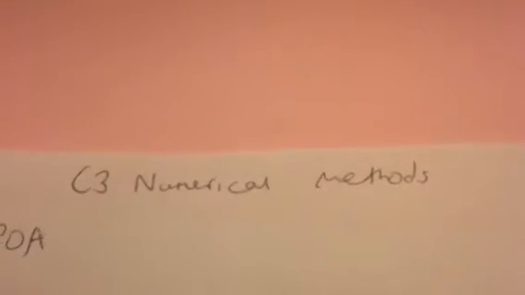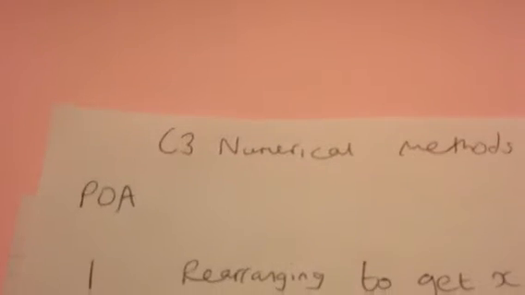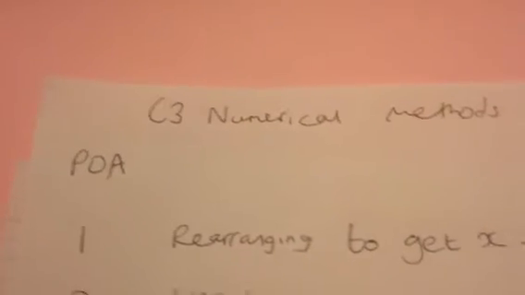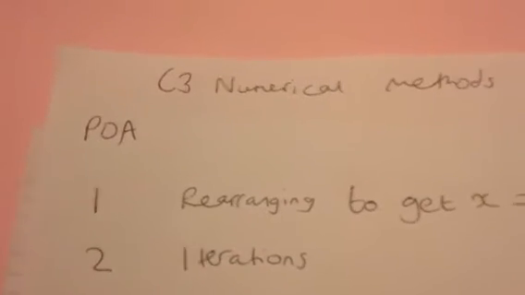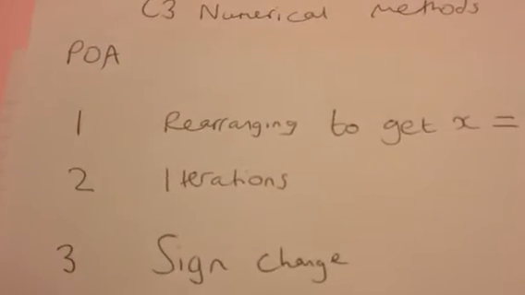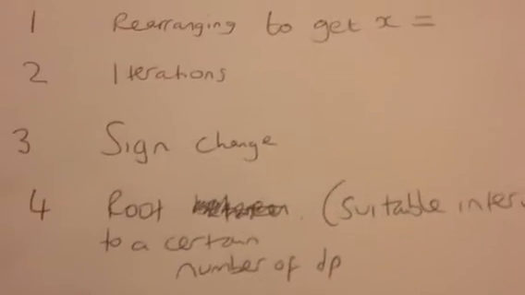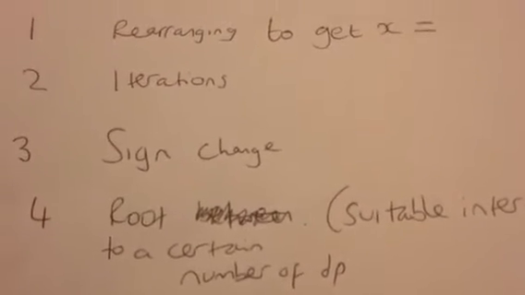Hi guys and welcome to C3 Numerical Methods. The plan of action today is number 1, showing you how to rearrange to get x equals, number 2, to work on iterations, number 3, to look at sign changes, and number 4, to use suitable intervals to find a root to a certain number of decimal places. This is easy. Do not lose silly marks on this, guys.